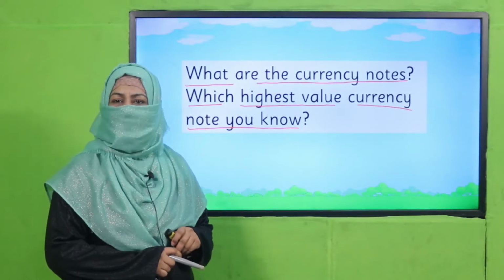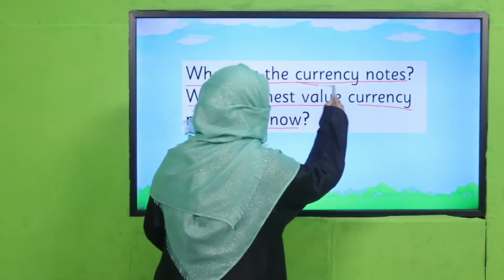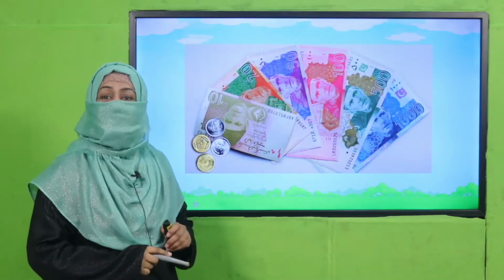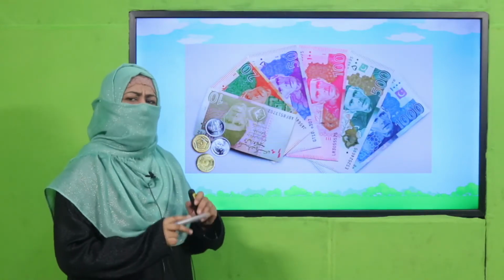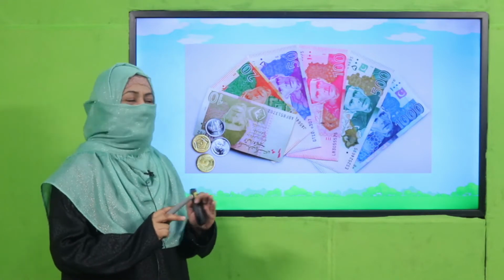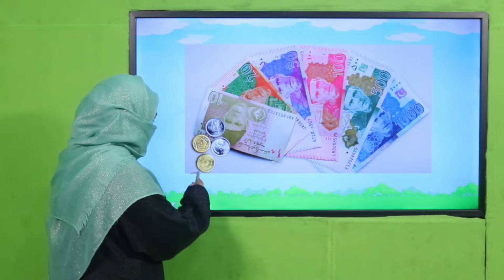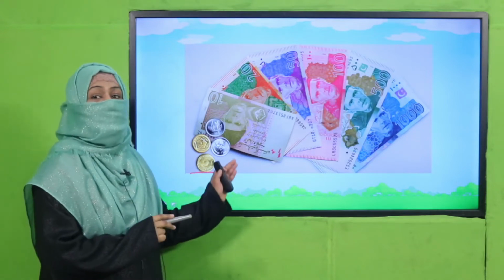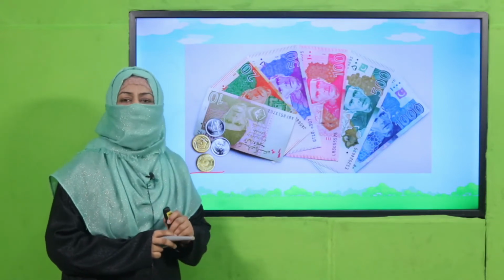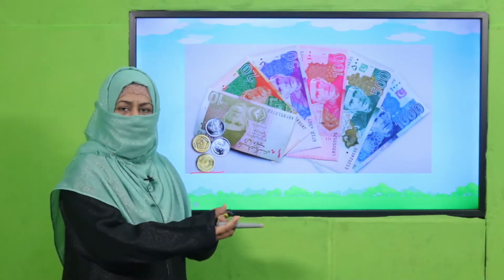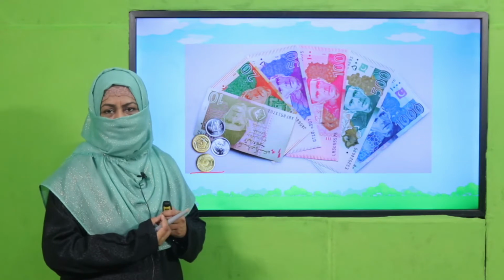Yes, my dear students, I hope you have mentioned currency notes. Okay, I'm going to show you. These are currency notes of Pakistan. Every country has different notes, okay? So these are the currency notes of our country. And we do have coins as well, all right? So these are known as currency notes. And where do we use them? Whenever we want to buy something, we give money and we take the things we need, okay?